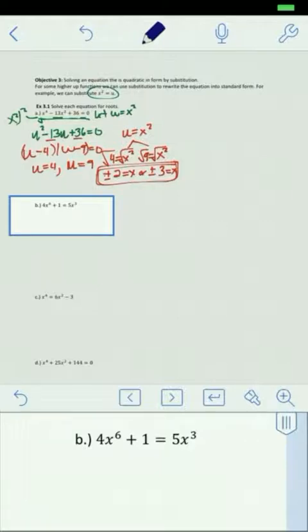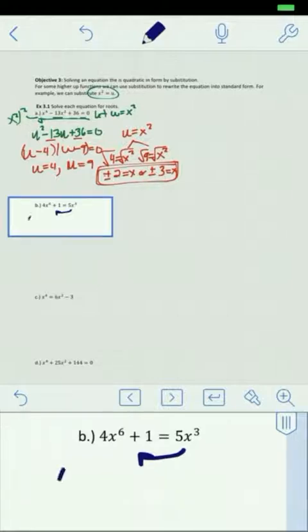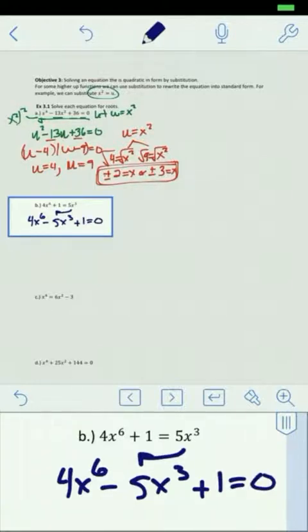So I got this thing here. It doesn't even look quadratic to begin with. 4x to the 6th plus 1 equals 5x to the 3rd. I'm going to change it so that it does look quadratic. We'll move this guy over. 4x^6 minus 5x cubed plus 1 equals 0.